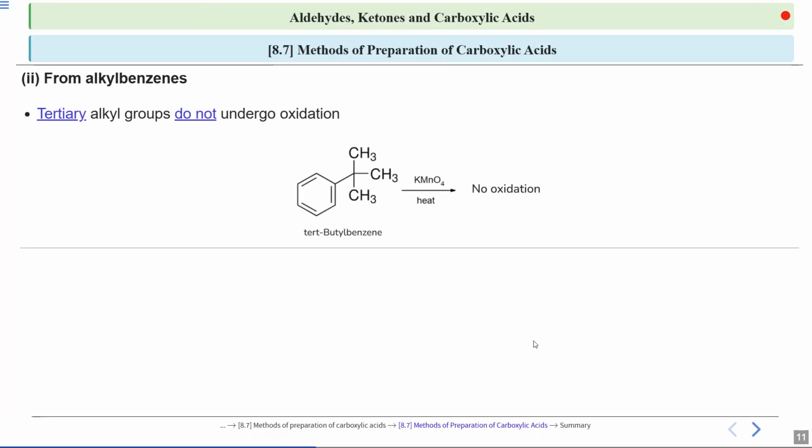Now I have told you that tertiary alkyl groups do not undergo oxidation. So only the primary and secondary alkyl groups can be oxidized to form carboxylic acids. If you look at this tertiary butyl benzene, you will see that the benzylic carbon, the carbon directly attached to the benzene ring, lacks a hydrogen. That is why it does not undergo oxidation.